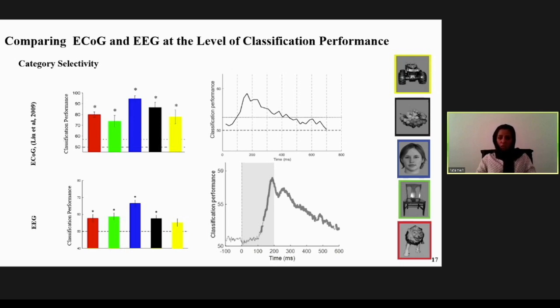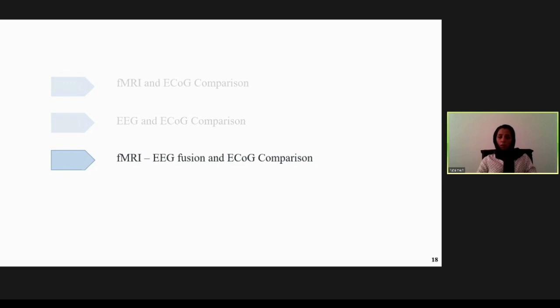The bar charts show the range of the classification performance for categories. For both modalities, the performance is higher for the face category. The third section is combining EEG and fMRI data and comparing the results with the ECoG results.